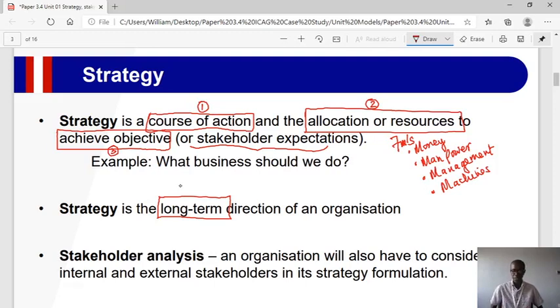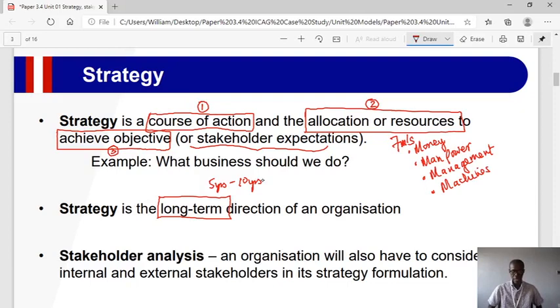But for teaching purposes, long term direction of the organization may often be, let's say, 5 to 10 years. So it is looking more into the future. What is the direction of the organization in the next 5 to 10 years? That is a strategy looking at length of time.